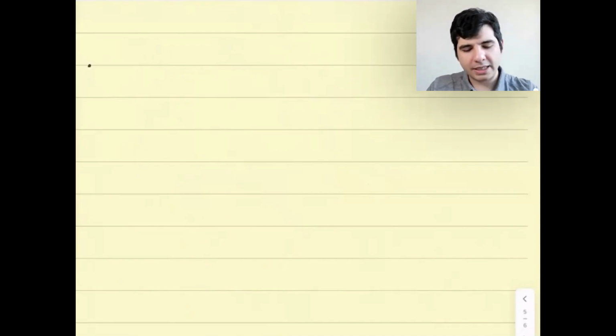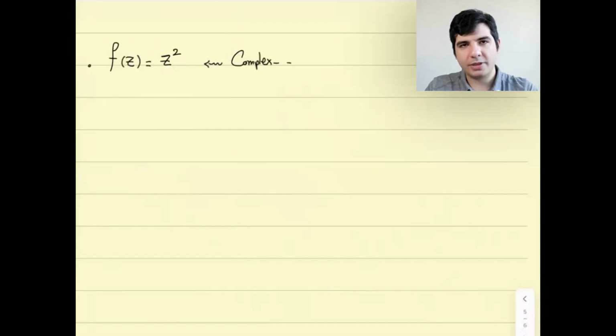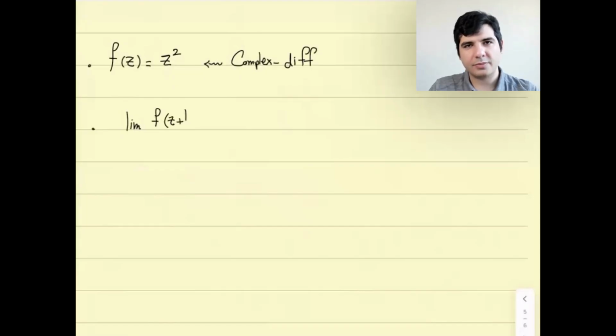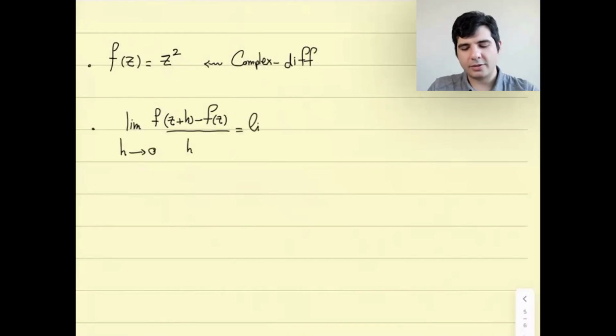Let's look at an example. So let's say f of z is equal to z squared, right? This is the claim that it's complex differentiable at any point z. So this is an example of a complex differentiable function. Suppose I want to prove that. So I should say this limit exists, the limit of f of z plus h minus f of z over h exists when h goes to 0, no matter how h goes to 0, right? So let's try to compute this limit.